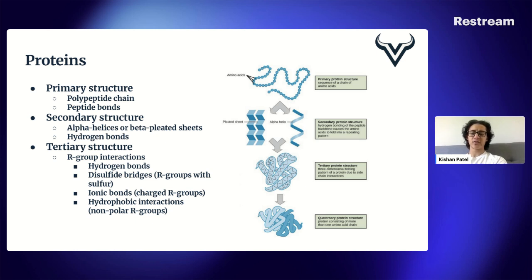Now, tertiary structure is more complicated. This is the interaction between the R groups, the variable groups. So there's 4 types of interactions. The first is hydrogen bonds, then disulfide bridges. So this occurs with R groups that have sulfur. Ionic bonds occur between charged R groups, so they're ionic interactions, so positively, negatively charged R groups attract each other. And then hydrophobic interactions between nonpolar R groups. And these just increase in complexity the structure of the protein.